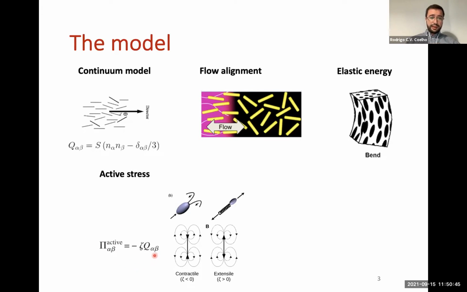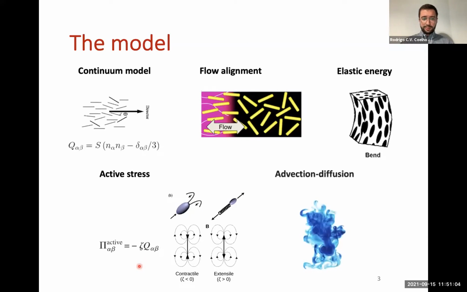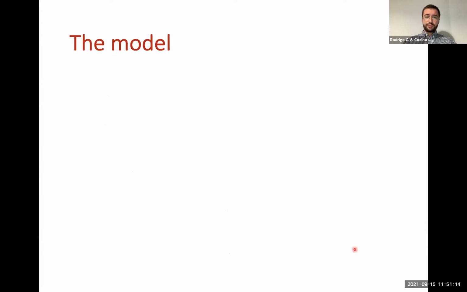So we add this active stress, which is proportional to this activity parameter zeta. And in the previous models in the literature, this quantity was constant in time and homogeneous in space. The difference here is that we couple this quantity, zeta, with an advection diffusion equation that gives the time evolution of this activity field.